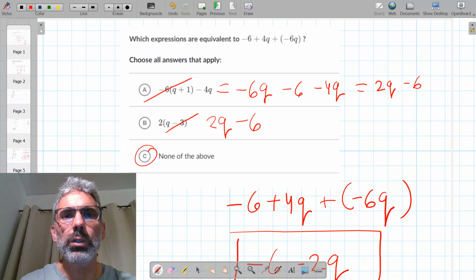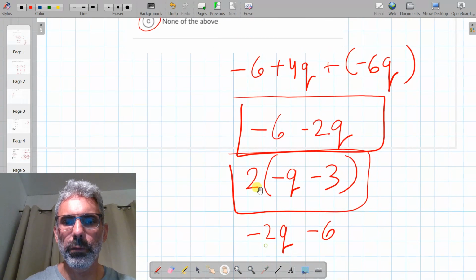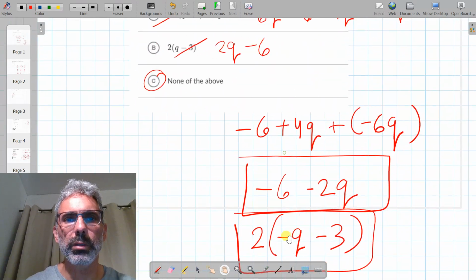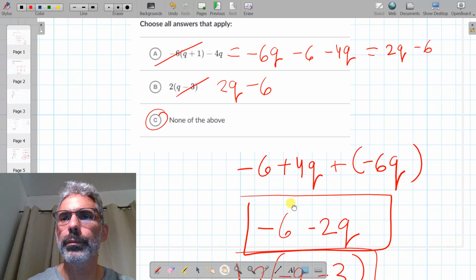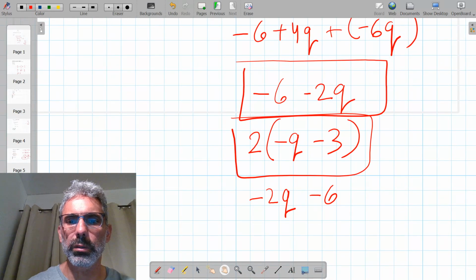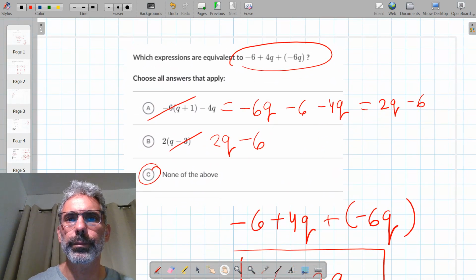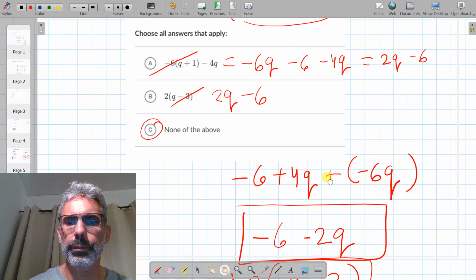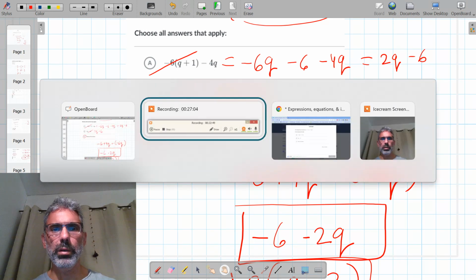Okay, because in the original expression, in this expression, we have minus 2q minus 6. And in both a and b, we get 2q minus 6. We don't get minus 2q. Okay. So now we get that.